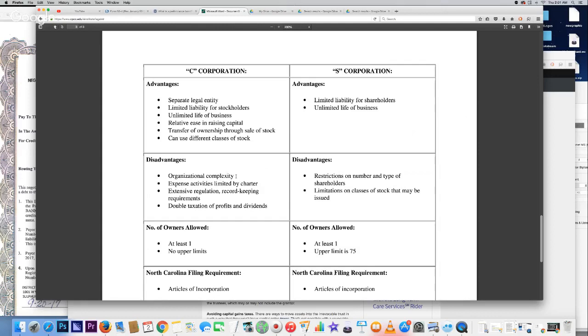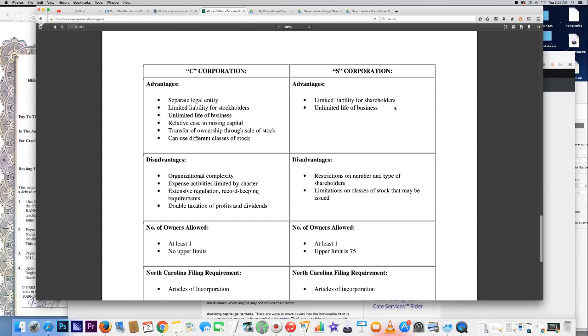The disadvantages are organizational complexity. It's more complex, so you might need accountants, secretaries, official CPAs, and tax preparers, the whole nine yards for you to really reap the great benefits of a C corp. Unless you're going to wear all those hats yourself, but it's damn near impossible. Other disadvantages: activities limited by charter, extensive regulations, record keeping requirements, and double taxation of profits and dividends. Yeah, you're right about that.